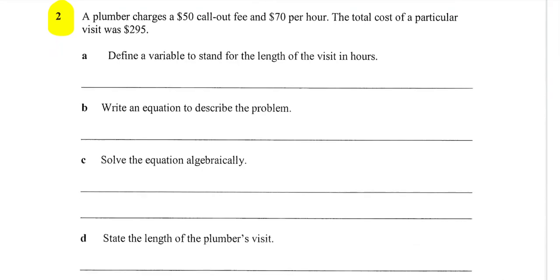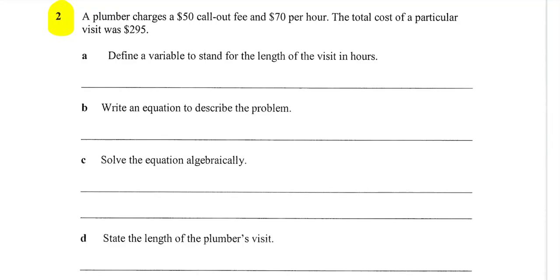All right. A plumber charges a $50 call-out fee and $70 per hour. The total cost of a particular visit was $295. Define a variable to stand for the length of the visit in hours. So that's just saying choose a letter that you're going to use.